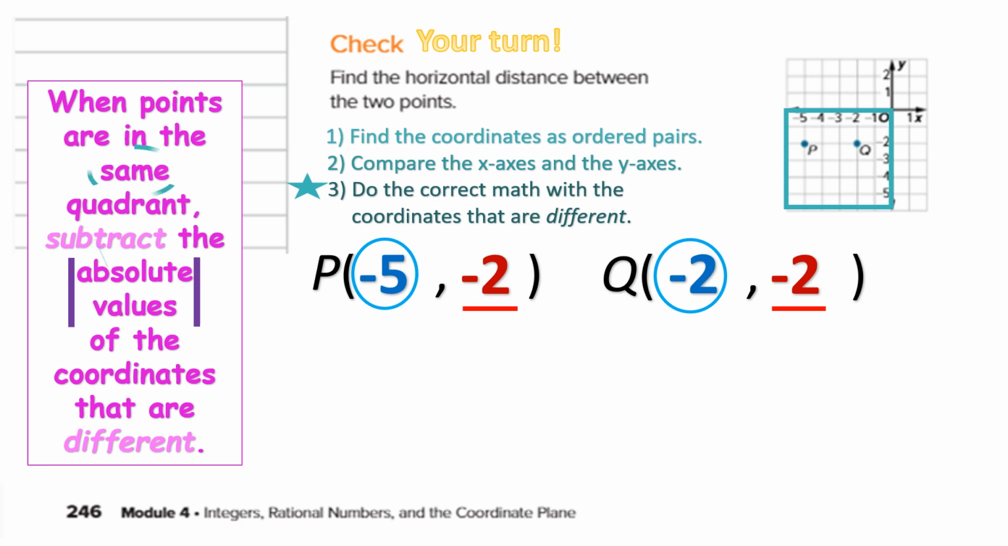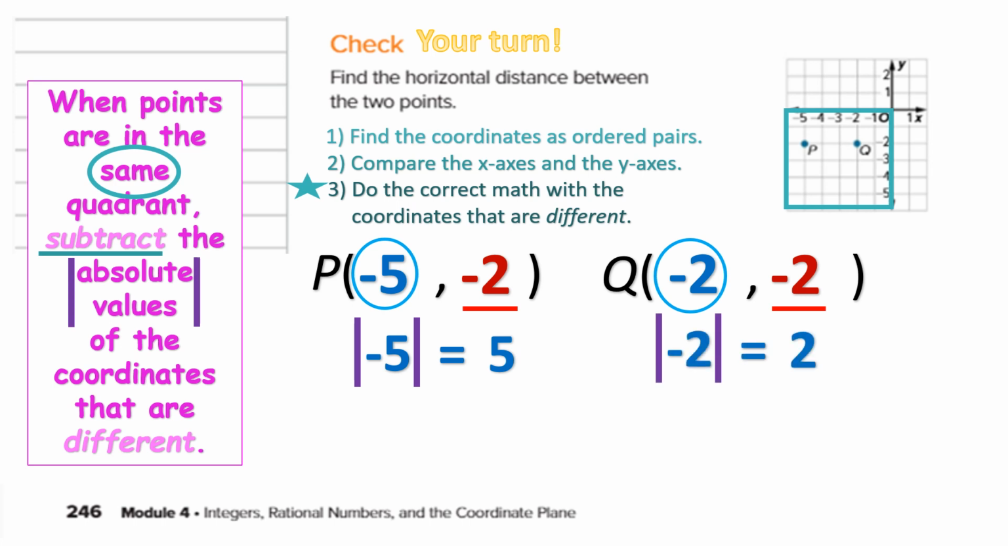So I'm going to find my absolute value of -5. I'm going to find my absolute value of -2, and I have 5 minus 2, since they are in the same quadrant, which gives me 3. 3 what? Once again, I need to know that my label on all of these, unless they specify something different, is going to be units.